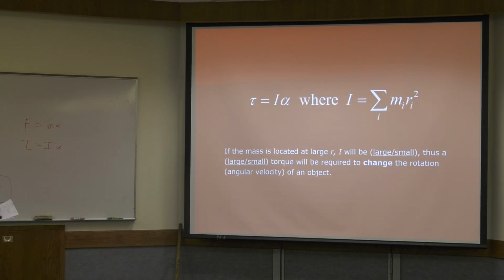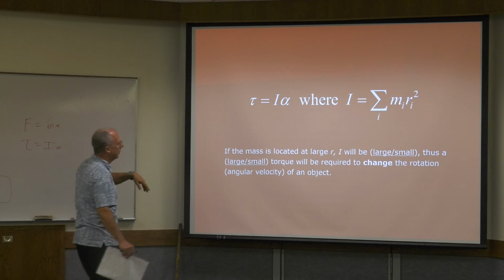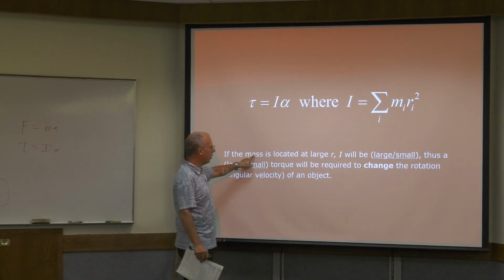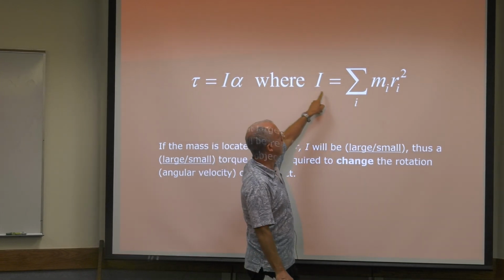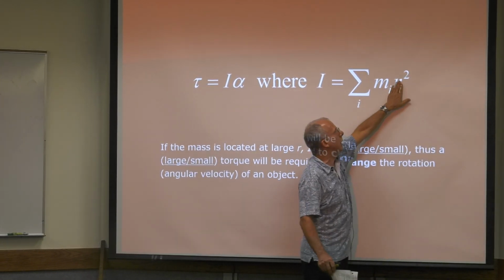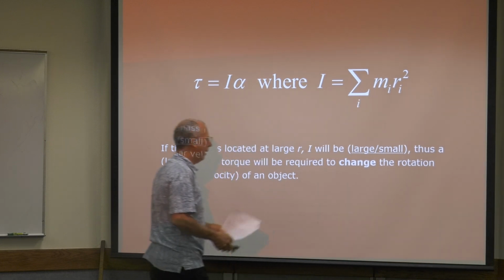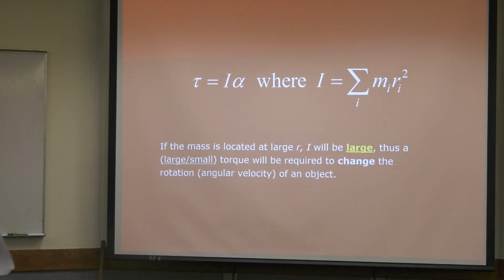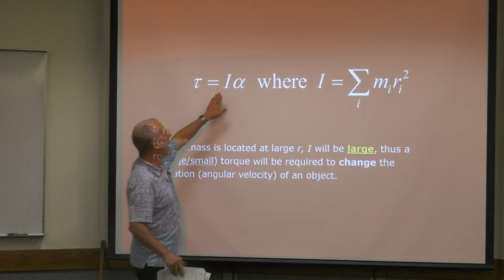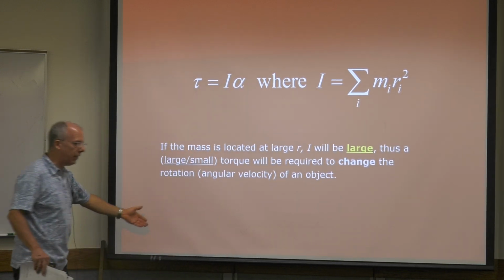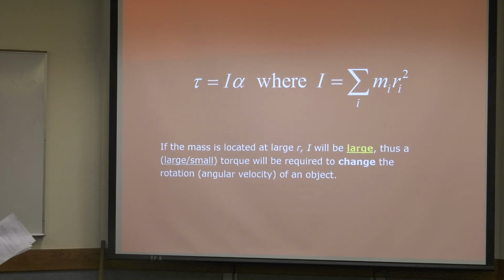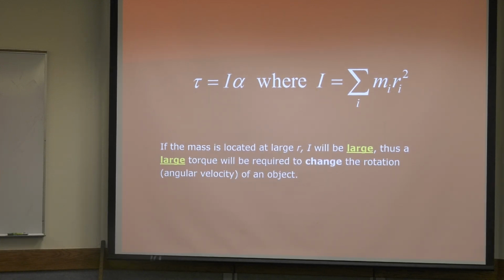All right, so here, let's do this. If the mass is located at large R, what's I going to be? Well, large, right? If this is a big number, this is going to be big. I is going to be large. Thus, if you have a large I and an ordinary alpha, what kind of torque are you going to need to rotate this silly thing? A large torque. That's all there is to it.